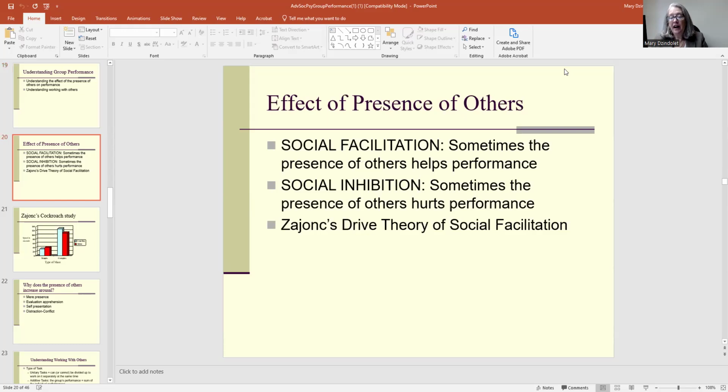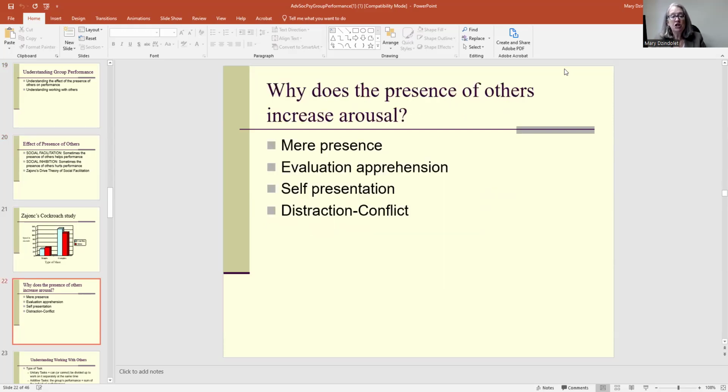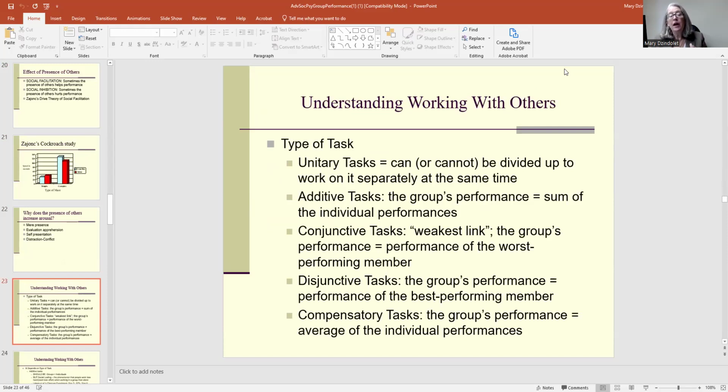We talked about how sometimes the presence of others helps performance, sometimes it hurts performance, and we talked about Zajonc's drive theory of social facilitation. But now let's get to the second piece. The first piece is that the presence of others can affect your performance. The second is that, in addition to the fact that people are watching you, there's also a whole bunch of other stuff that you have to do with them.